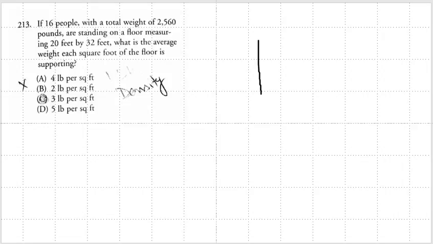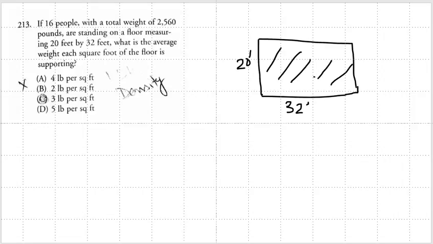Look, this problem is saying that you have a 20 feet by 32 feet platform, in which there are a total of 16 people, but they are asking about weight. So ignore the number of people and they are with a weight of 2560 pounds. What they're saying is on an area, you see what they're saying? Average weight each square foot. That means it's an area.